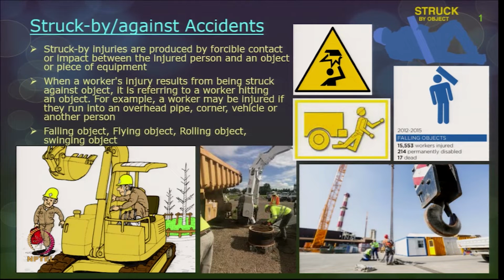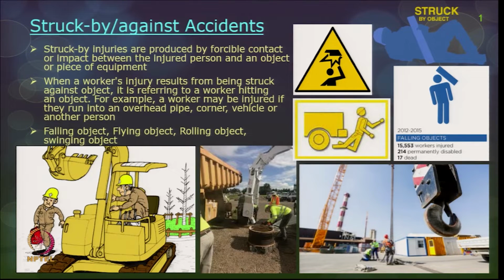Struck by injuries are produced by forcible contact or impact between the injured person and an object or a piece of equipment. When a worker's injury results from being struck against an object, it refers to a worker hitting an object. So, the object will not go and hit the worker. For example, a worker may be injured if he runs into an overhead pipe or a corner or a vehicle or another person and so on.